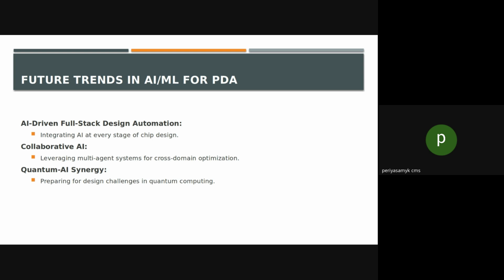unsolvable, such as optimizing chip layouts for quantum processors or solving problems in very large scale designs. As quantum computing matures, it could open new possibilities for AI in optimizing the design of future chips, particularly in the field of quantum computing itself.